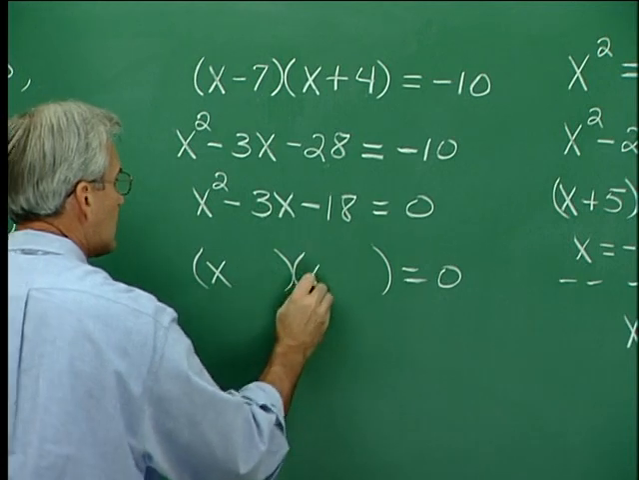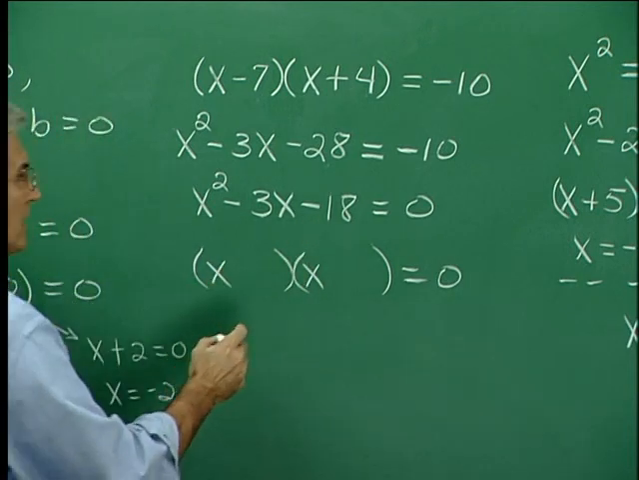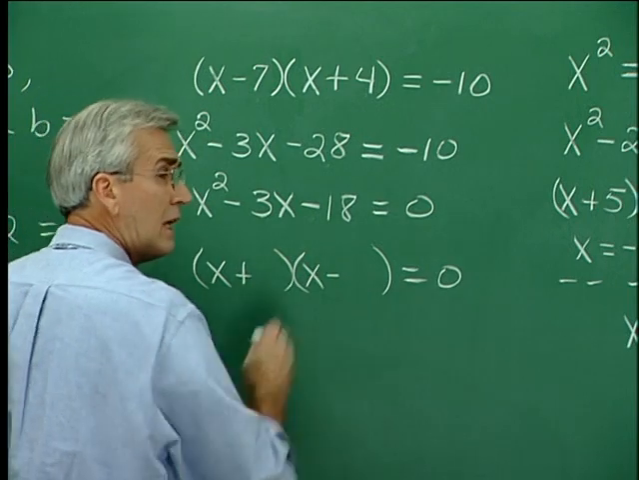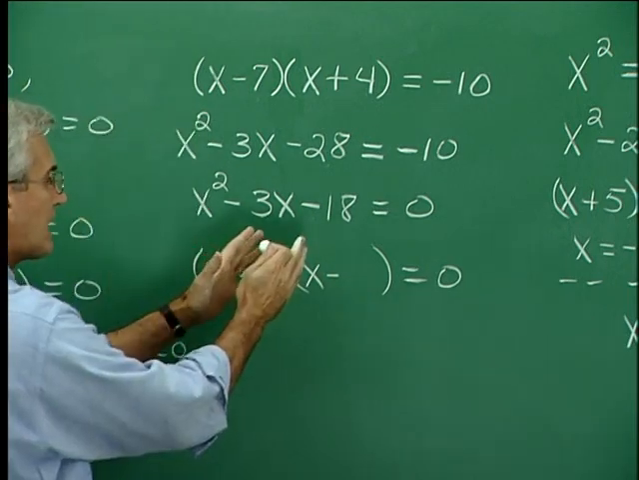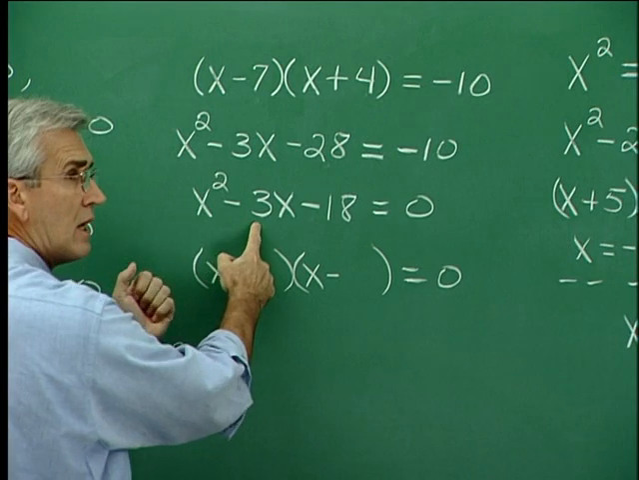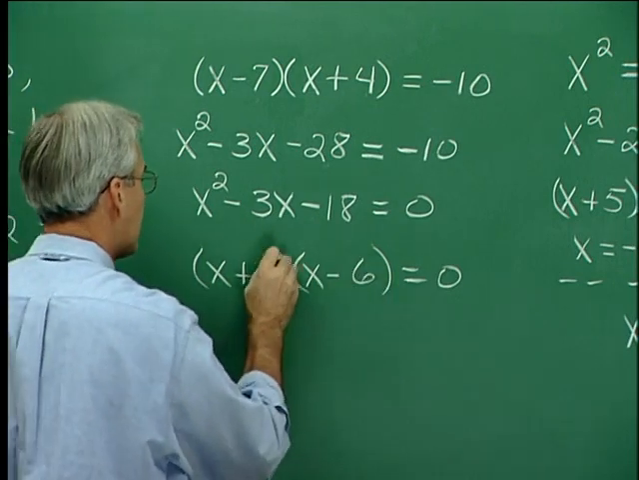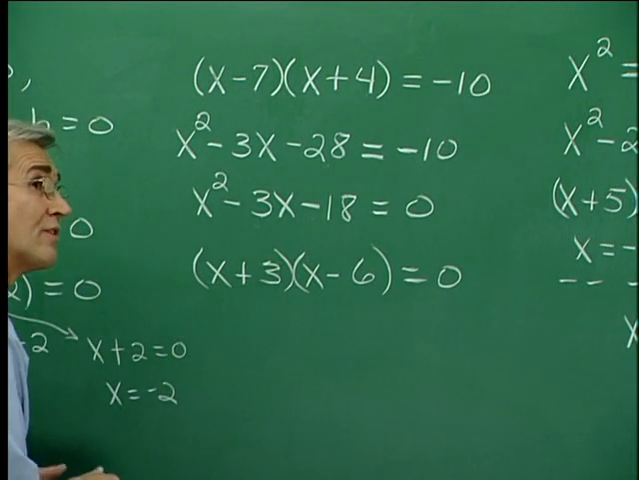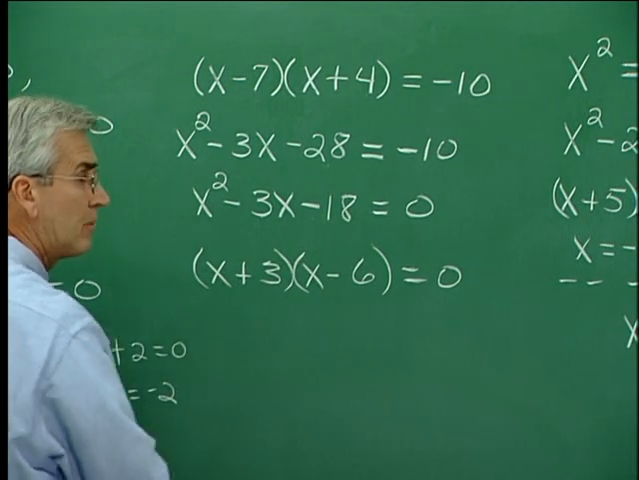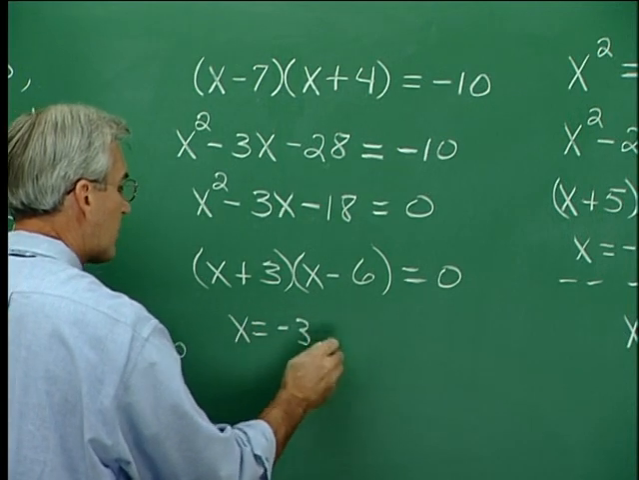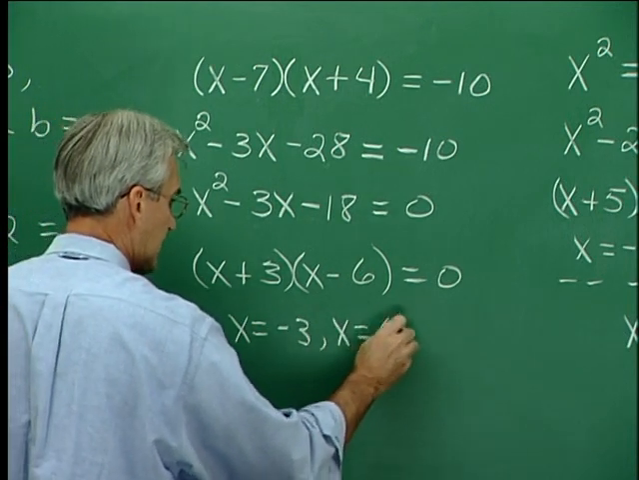I've got x times x for x squared, factors of 18. Now the sign here is negative, so we have the plus-minus combination. And I want those factors of 18 to be collected to give 3. And so the 6-3 combination is what works. I have the 6 here and the 3 here. The values of x that will cause each of the factors to become 0 are solutions. So one solution is x equals -3. The other is x equals 6.